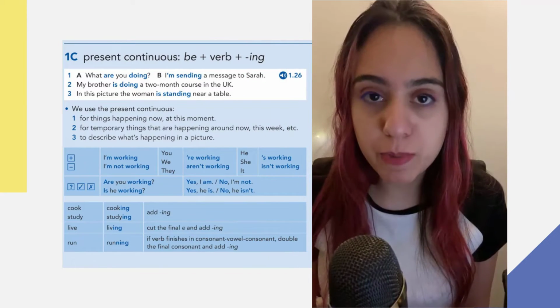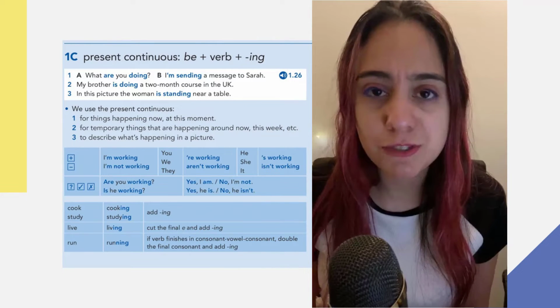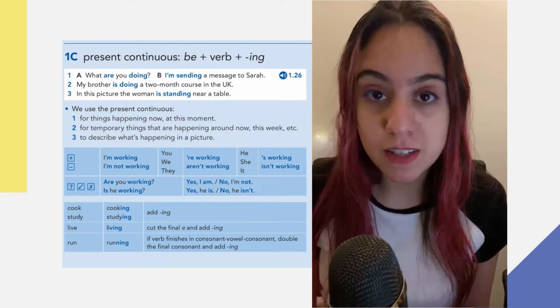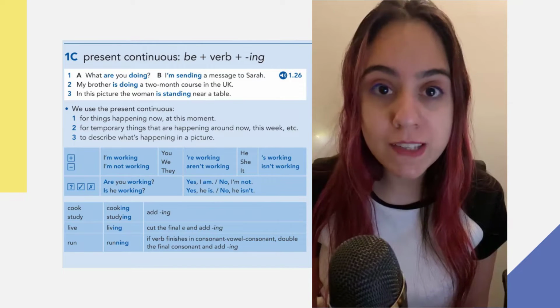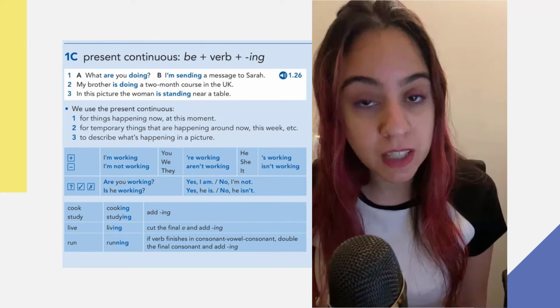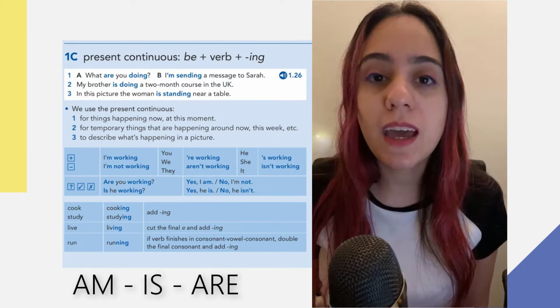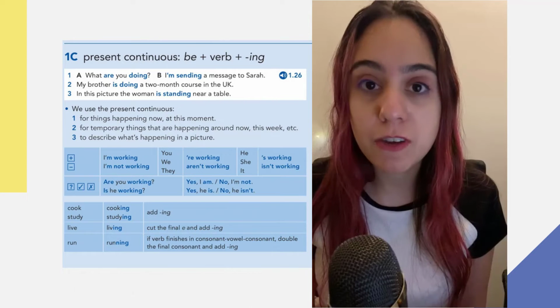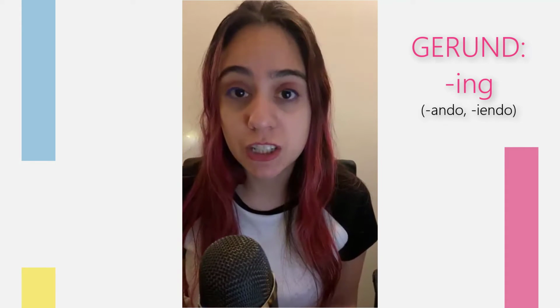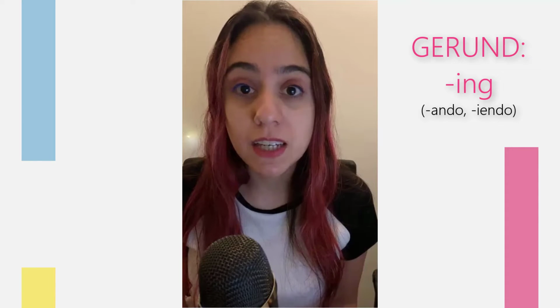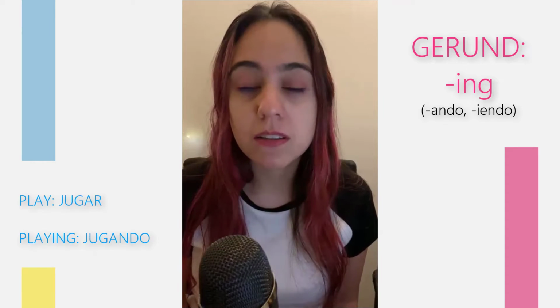The formula of present continuous is pretty much very straightforward. We will just use the subject, then we will always put verb to be. Depending on the subject, you will conjugate verb to be, and after that we will put the main verb finished in ing. If we add ing at the end, then the verb is going to be turned into something called gerund. Gerund. It is gerundio en español. Ing is equivalent to ando o yendo en español. So play, jugar, playing, jugando.